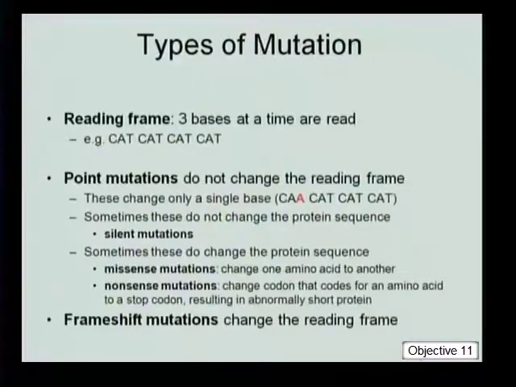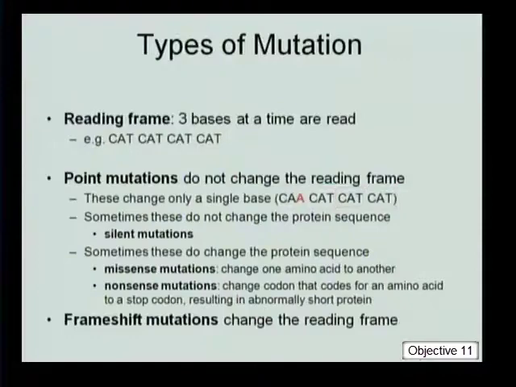So we have different types of mutations. Remember that we have a reading frame. We read the codons in groups of 3 bases, CAT, CAT, CAT, CAT. If we have a point mutation, it doesn't change the reading frame. For example, if we change one of those T's to an A, it's just CAA, CAT, CAT, CAT.